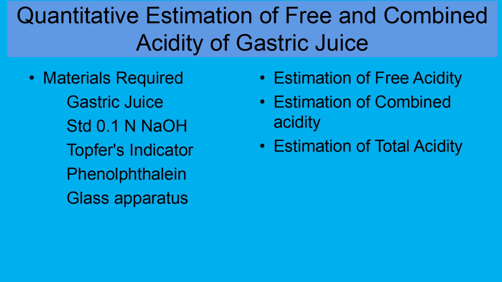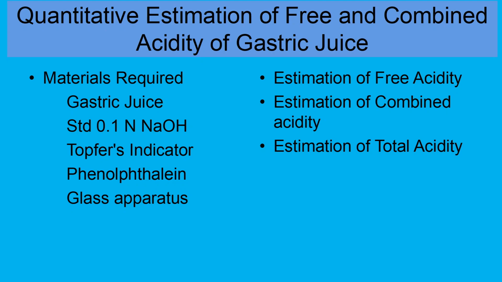If you add up both values, free acidity and combined acidity, it will give the total acidity of gastric juice. So two types of estimation you will be performing. First, you will be determining the free acidity, that is, you will be calculating the strength of HCl. This HCl will be titrated against 0.1 N sodium hydroxide using Topfer's indicator. Topfer's indicator acts in the pH range of 2.9 to 4. The color changes from red to yellow, and that will indicate the endpoint of the titration.